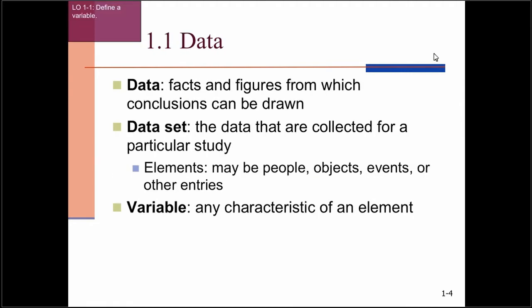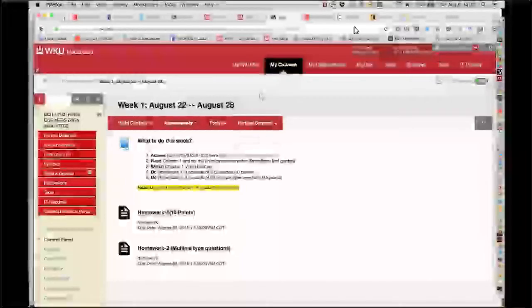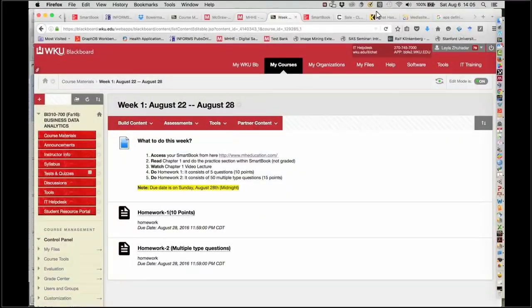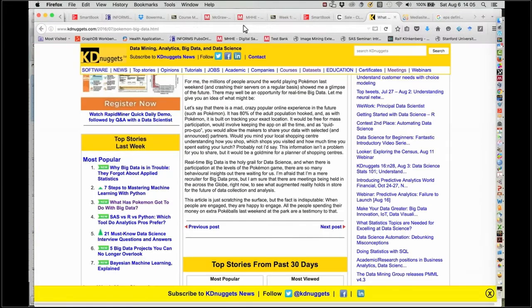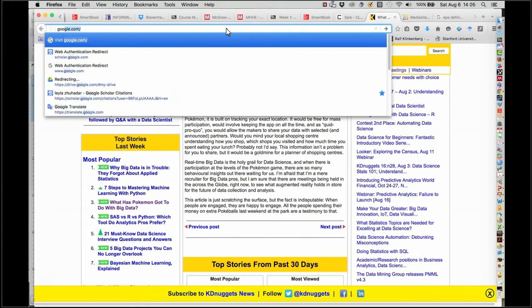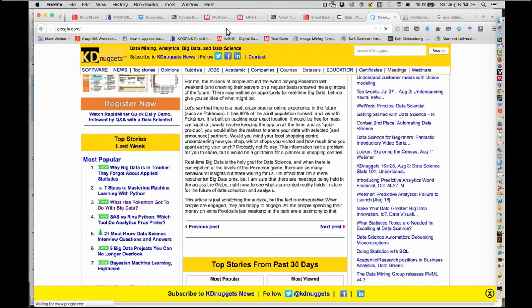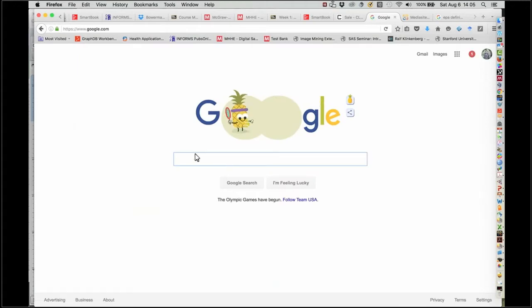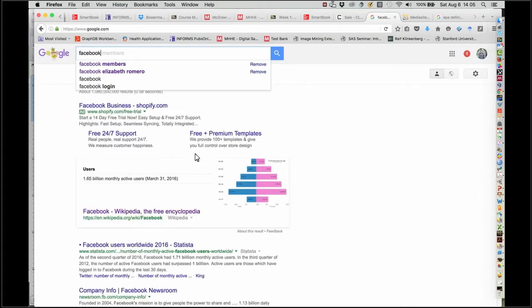So let us start with data. What is data? Data could be facts and figures from which conclusions can be drawn. One example: let's say I am using Google, and I want to see a Facebook database. Who is really using Facebook? This is a good example.